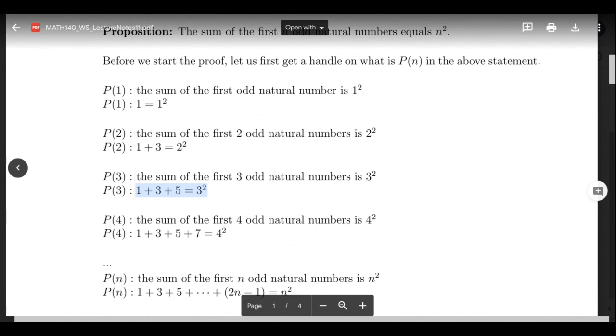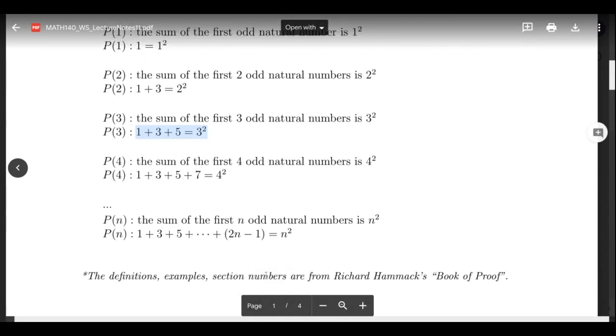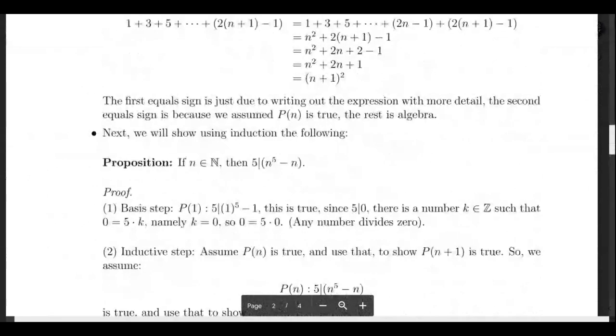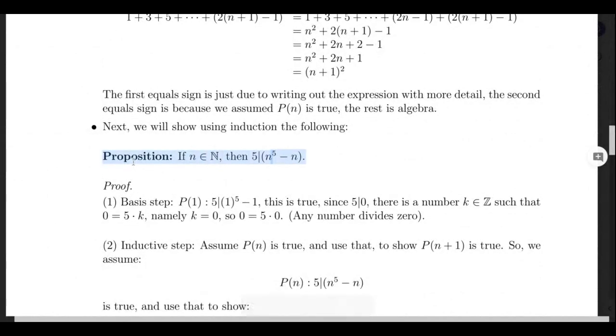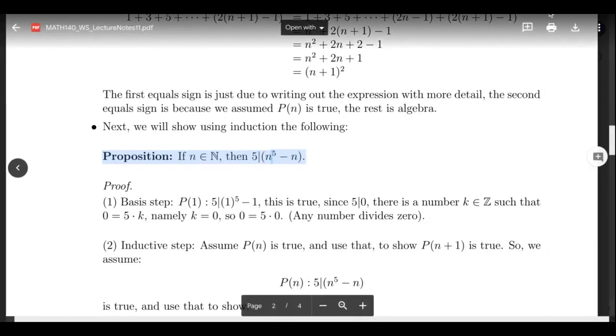Ada, what do you mean the next proposition? Oh, the next proposition. You mean this one? If n is a natural number, then 5 divides n raised to 5 minus n.